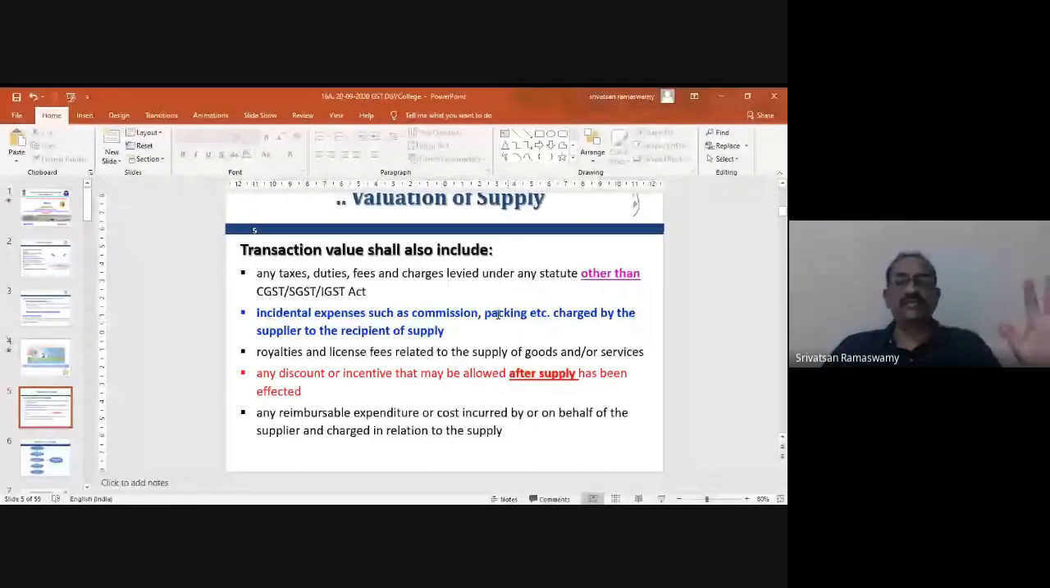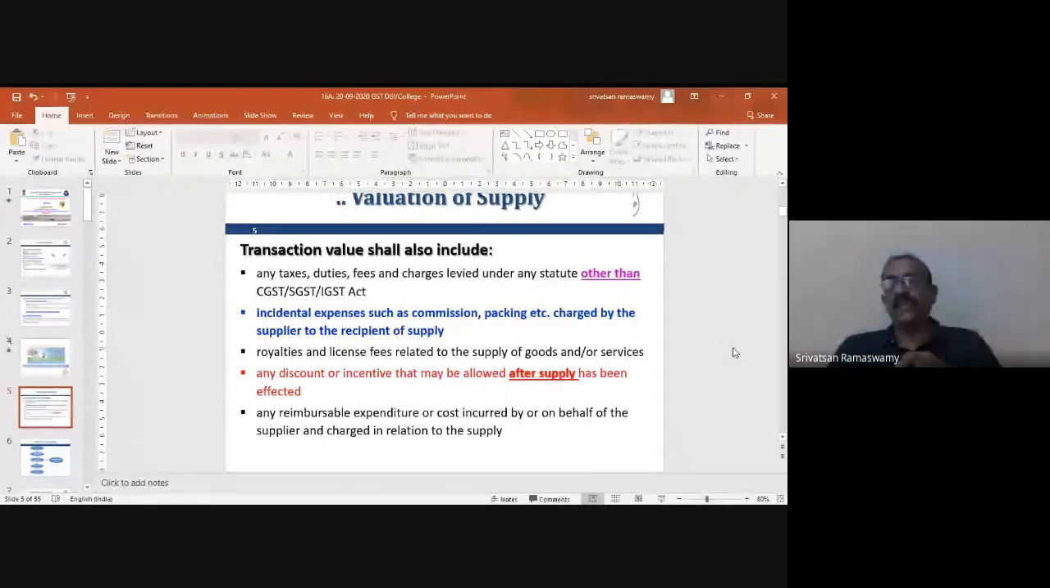Second condition is that all incidental expenses such as commission, packing, repacking, transportation, loading, unloading, charged by the supplier to the recipient of supply, whatever amount is charged and is realized, paid or payable by the recipient, will have to form part of the transaction value. So the transaction value shall now include the cost of the product as well as all the taxes that come along with that over and above the GST legislation, and also all the incidental expenses like packing, unpacking, loading, unloading, transportation, or any other charges that are charged to the recipient.